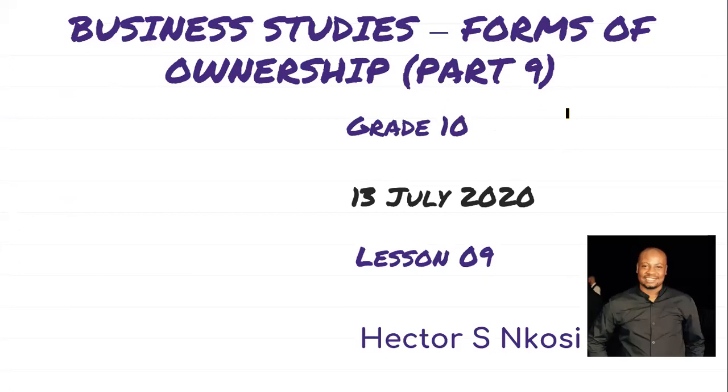You need to know, in order for me to do a sole proprietor, what I need to do, what are the good things, what are the bad things. In order for me to do partnerships, what must I look for? Companies, public companies, private companies, state-owned companies, personal liability companies, non-profit companies, your closed corporations. You need to know all these things. Your cooperatives also very important. So by now, boys and girls, you need to be familiar with this chapter.